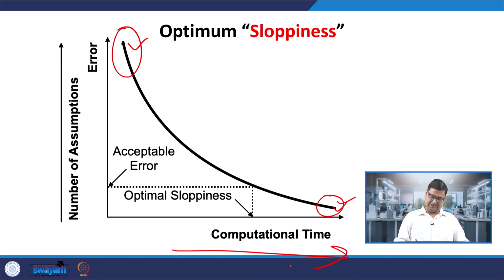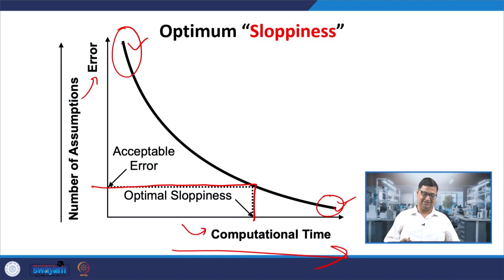my computational time is going to increase. If I make more assumptions, it gives rise to more error. If I make fewer assumptions, it gives rise to an increase in the computational time. And therefore, we need to figure out what is the acceptable error I can tolerate, maybe 5% or 10% or 1%, and I should basically stop it there.